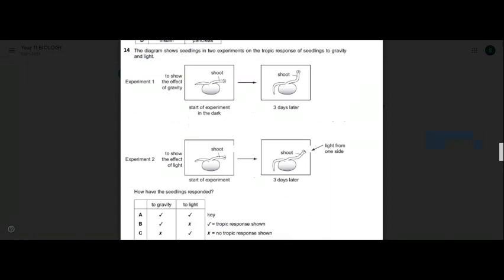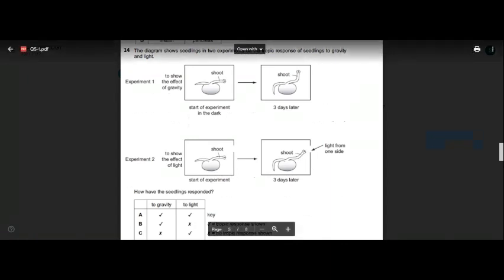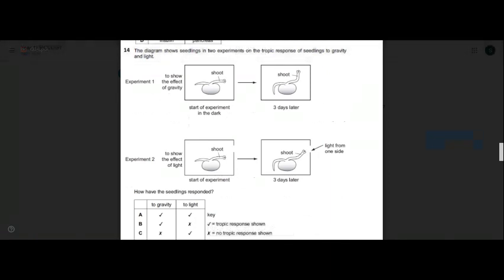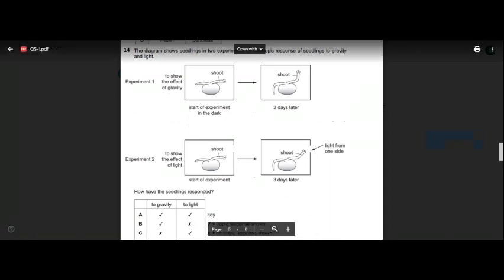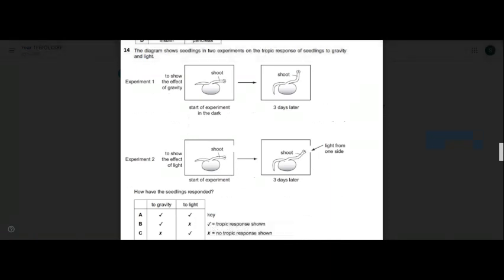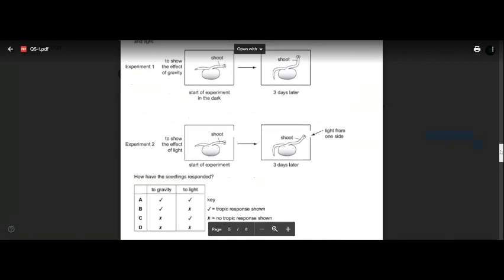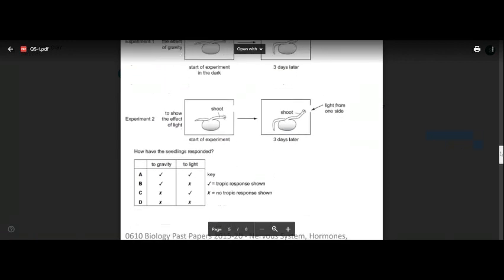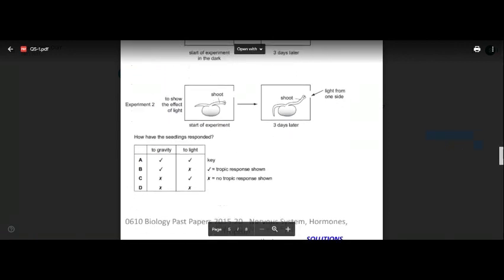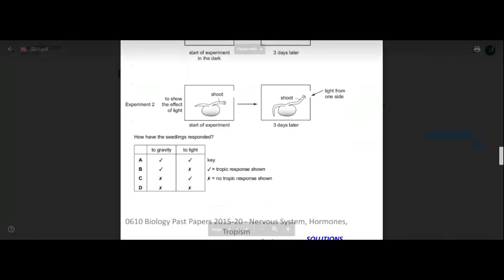The same thing, the shoot goes away from gravity, and the root towards gravity, but it's now no longer straight, it's a bit leaning towards the source of the light, exactly towards the hole that the light beams are coming in. So this, the second experiment, is a proof of phototropism, that is positive for the shoot and negative for the root. Now you can see here among these ones, which of them the seedlings have responded to.